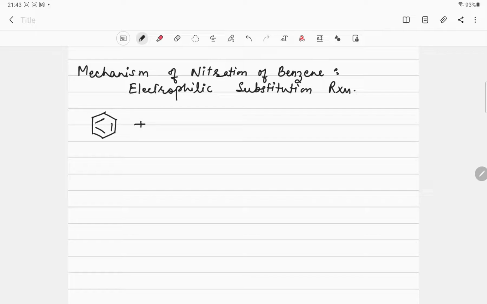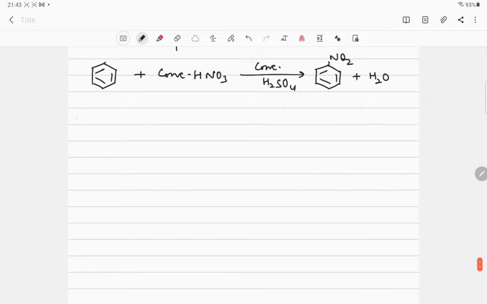So what is the reaction exactly? Benzene on reaction with concentrated HNO3 in presence of concentrated H2SO4 will undergo electrophilic substitution reaction. Hydrogen of the benzene ring is being substituted by the nitro group, and that's how the compound obtained here will be nitrobenzene plus H2O. So this is the nitration reaction. Now what is the mechanism of this reaction?